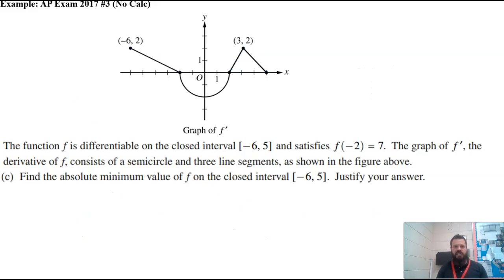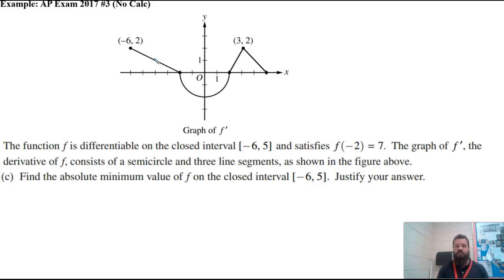All right, part C: find the absolute minimum value of f on the closed interval -6 to 5. And again, justify your answer. Okay, so we've got our derivative function. We know that the local or relative mins and maxes are going to take place when our derivative crosses the x-axis. So it looks like we have a local maximum at x equals -2.